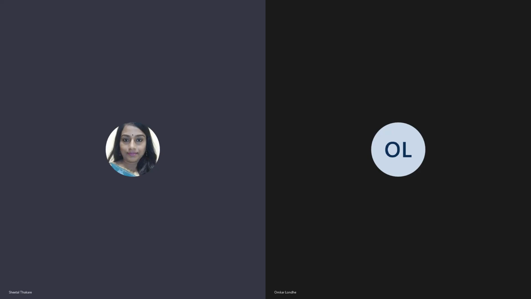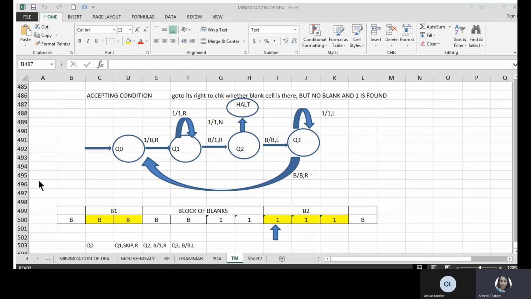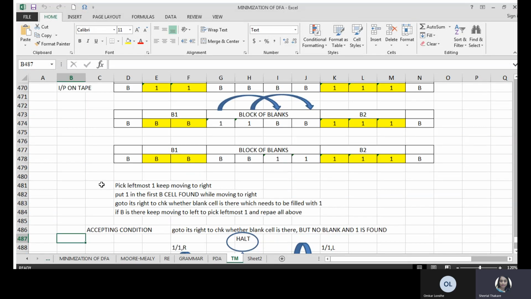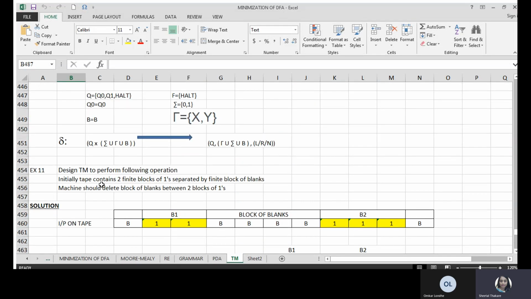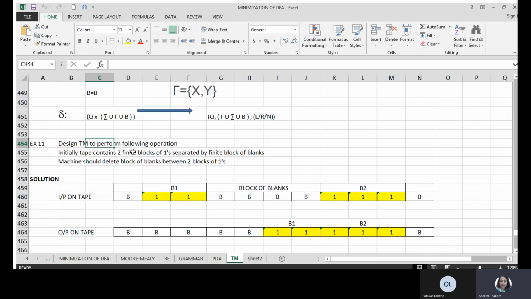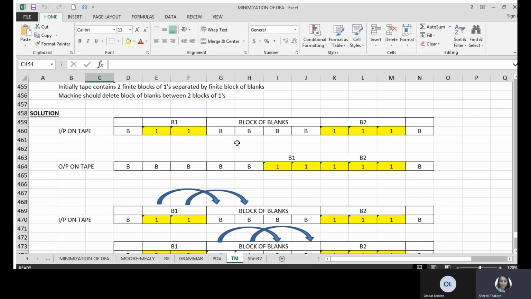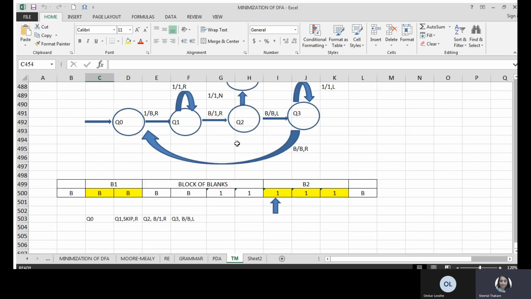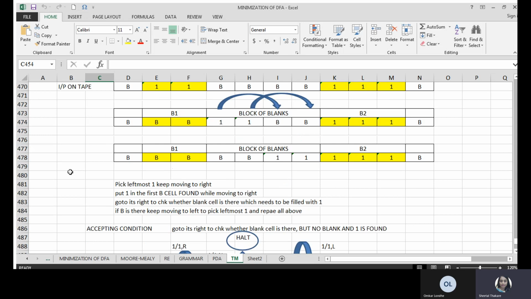In the previous lecture, I hope this sum is understood. We started as well as finished this sum. Yes. Turing machine for performing the following operation, which is removing or erasing the block of blanks between two blocks of ones.